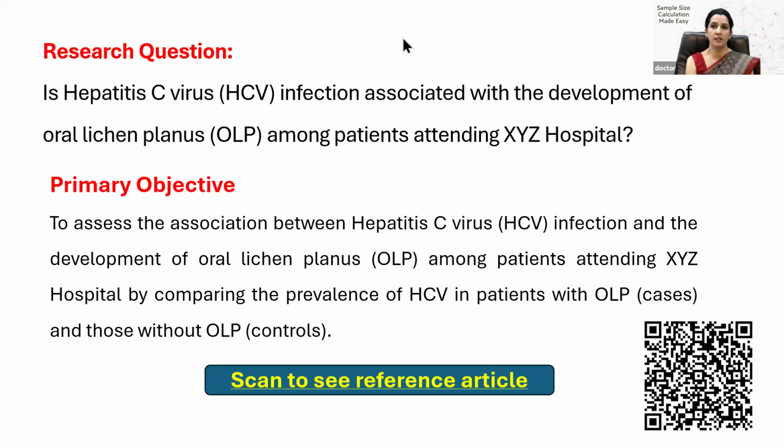Now coming to another research question. The research question is: hepatitis C virus infection is associated with the development of oral lichen planus among patients attending XYZ hospital. So Dr. Pava is asking what should be the ideal reference study since many studies with varied results may be available.